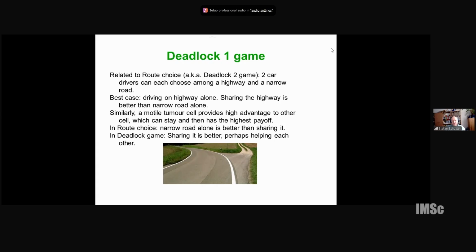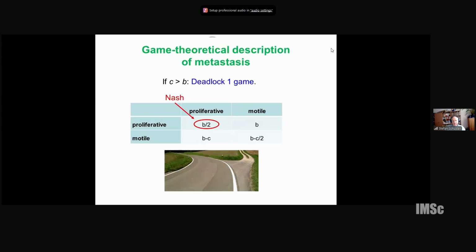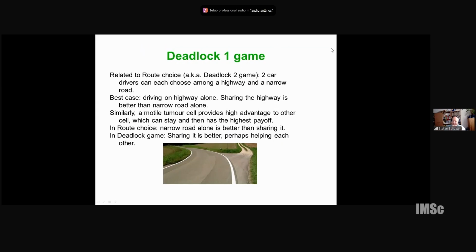Actually, I didn't mention it here, but the Nash equilibrium is that both use the highway, because sharing the highway is still better than the narrow road alone. And similarly here, this is the Nash equilibrium: both cells stay and are proliferative. Although each cell would be better off if the other one goes to the other road or goes away, the other one will not do it, because it wants to have the higher payoff. A mobile tumor cell would provide a high advantage to the other cell, which could then stay.